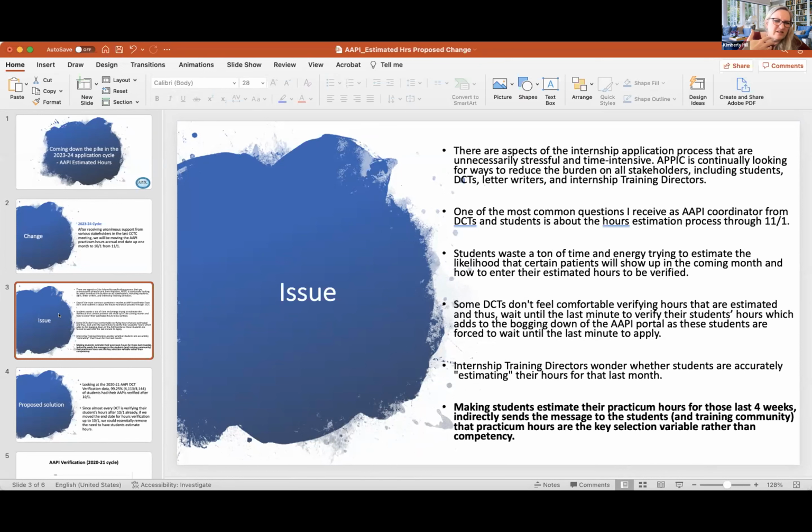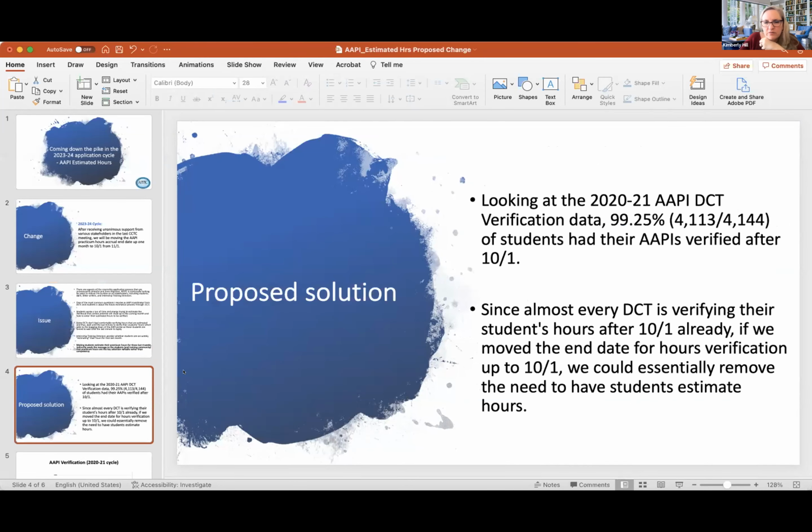One of the things that APPIC is really committed to, and I know other stakeholders in the community, is trying to find ways to shift this hyper focus on hours as the most important criterion. By having this focus on, you must estimate your hours for these last 4 weeks, it sends an indirect message that every hour counts, every quarter of an hour counts. So this is a small way to start shifting that focus to competency.